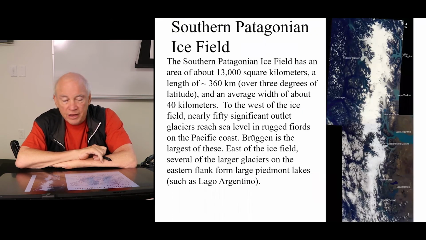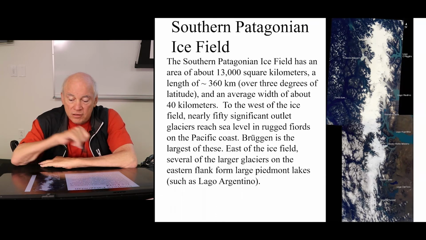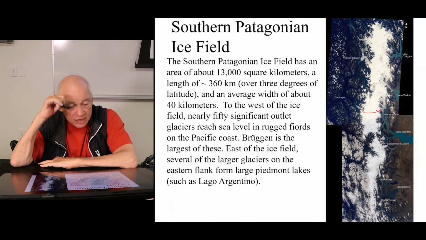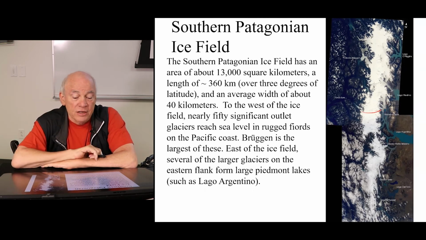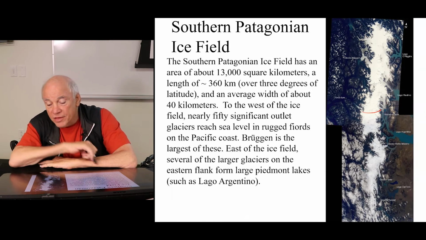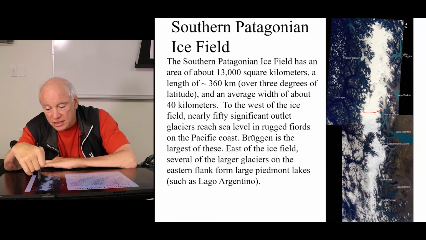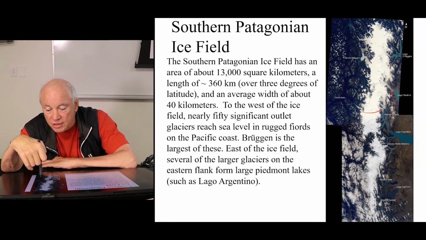Now let's go to the southern Patagonian ice field. It's much bigger. It's about 13,000 square kilometers, almost 360 kilometers long, and on the order of 40 kilometers across. And there's nearly 50 significant outlet glaciers, and these can reach the sea and make fjords. And then the ones that go into Argentina make these finger lakes, and you can see them here.